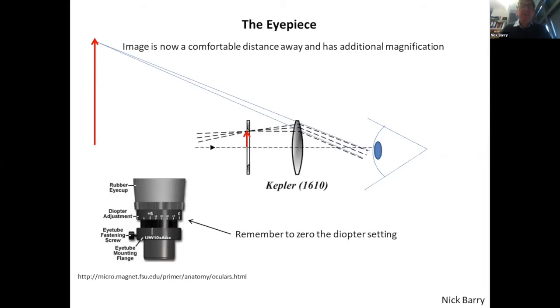The simple eyepiece was an early invention. By adding an eyepiece, you've got a two-lens microscope, or a compound microscope, and what it does is that the lens is actually closer than f away from the real image formed by the objective.